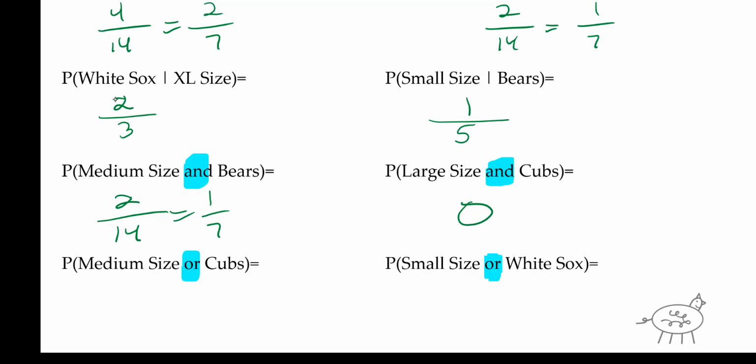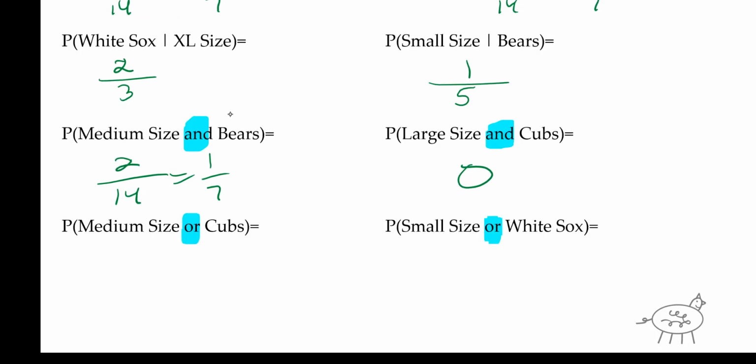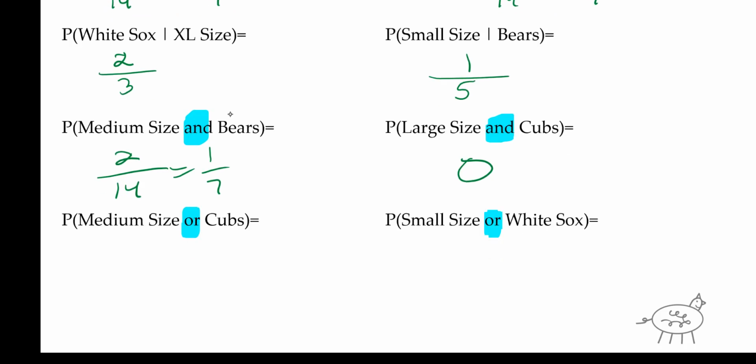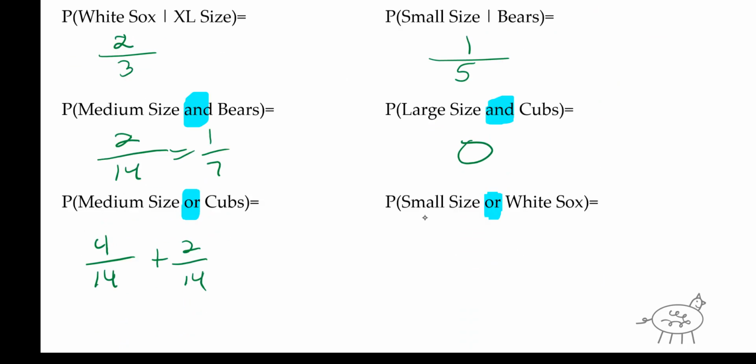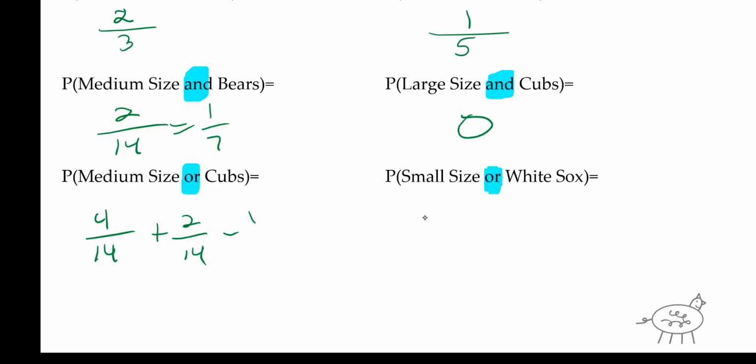So how many medium-sized shirts are there? I'm not going to go up to the top because you can just look at it. But there's 4 medium-sized shirts. And how many Cub shirts are there? There are 2 of them. Okay, but I count medium in the medium-sized and the Cubs. I counted this one twice. So that's why you subtract the overlap. So it's minus 1 over 14. So that gives us 5/14.